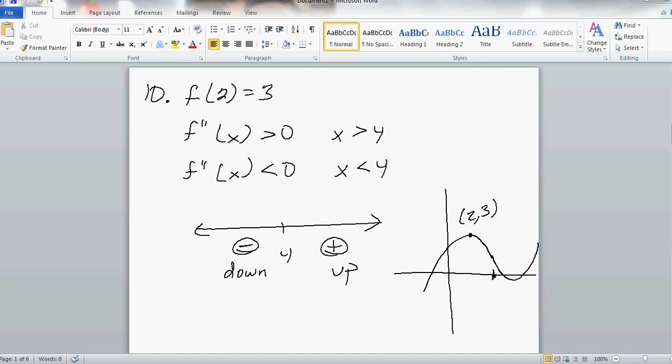Even if you wanted to, you could have it cross here at (4, 0) if you really wanted to. But the point is, the only point we know for sure is on this graph is (2, 3). And then make sure it's concave down for that distance. And then starting here at x equals 4, we need to have it concave up.